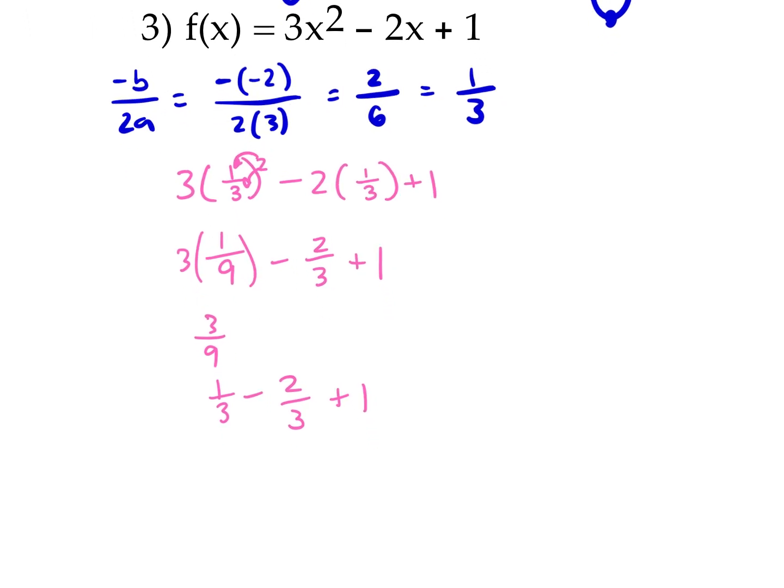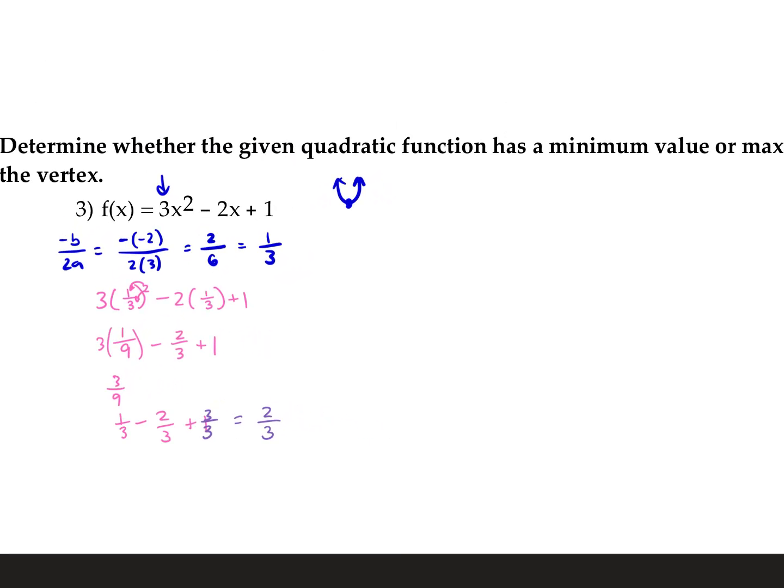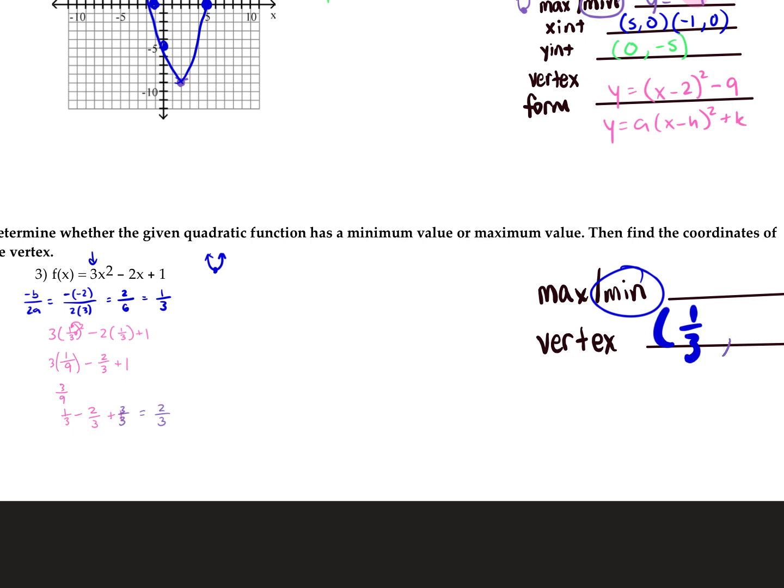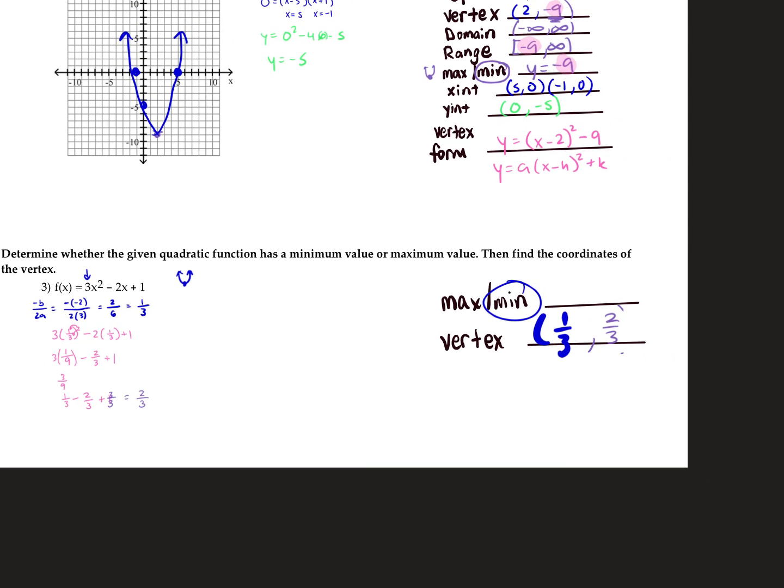I can change 1 to be 3/3, and then we can just add our numerators together. So 1 minus 2 would be -1, plus 3 would be 2/3. So make sure you guys know how to multiply and add fractions. So my y value in my vertex is 2/3. So my minimum value would be y is equal to 2/3.